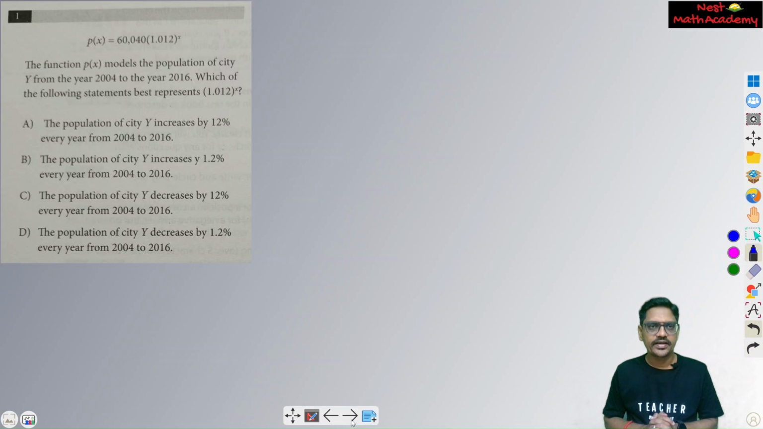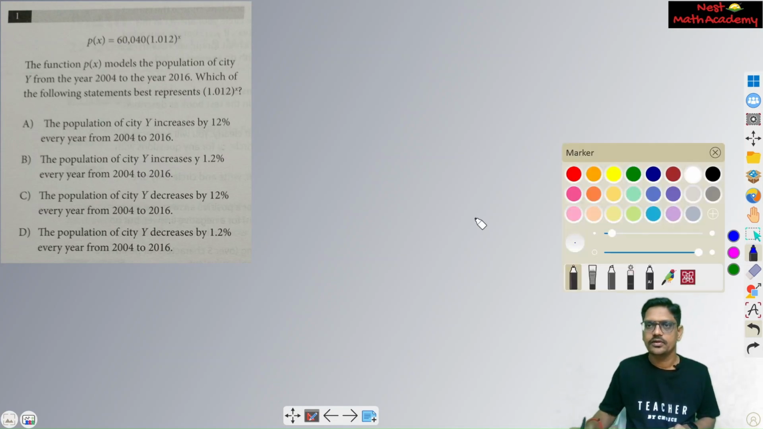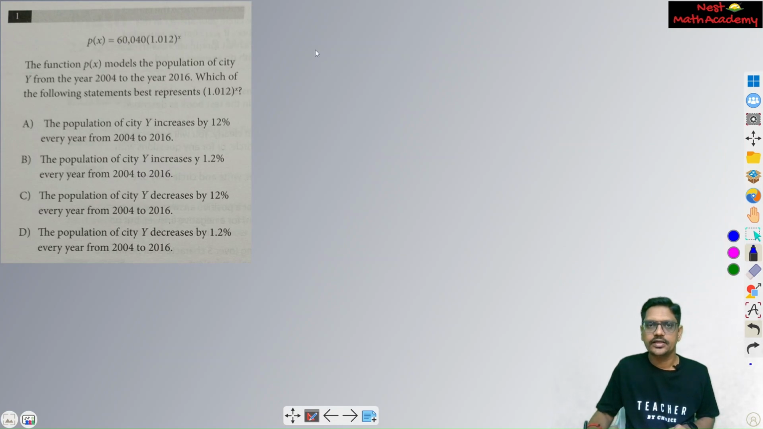The function p of x models the population of city Y from the year 2004 to the year 2016. Which of the following statements best represents this? First we need to know that there is something called a growth function and a decay function. The growth function is f of x equals a times (1 plus r) raised to the power of x. Sometimes we write it as t also, so it could be anything, x or t.